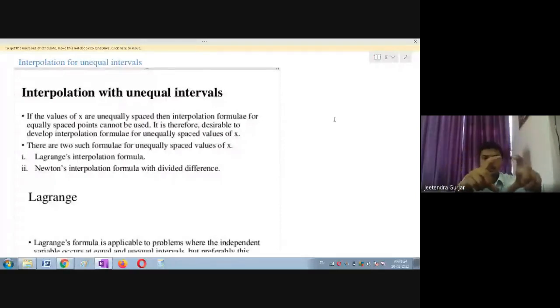That means that you used to take always a fixed interval, right? But in this type of examples, in unequal intervals, we are going to take all those x0, x1, x2, because the interval is different. That is the reason. And for such unequal intervals, we are going to use two very important formulas, and these two interpolation formulas are very important.